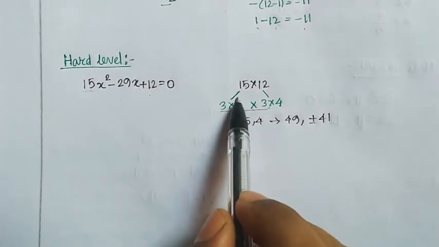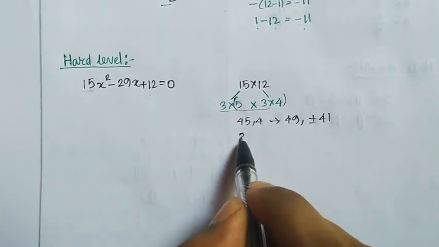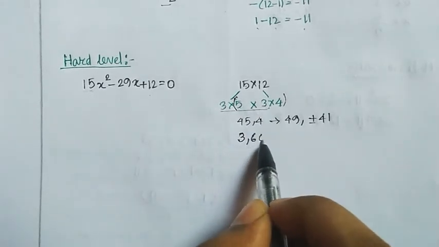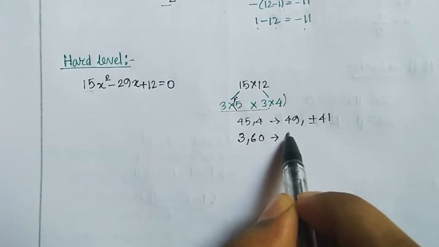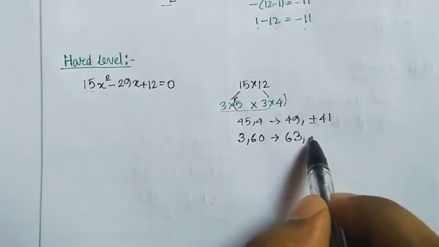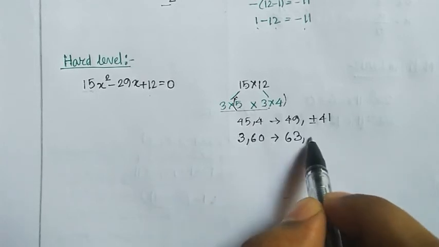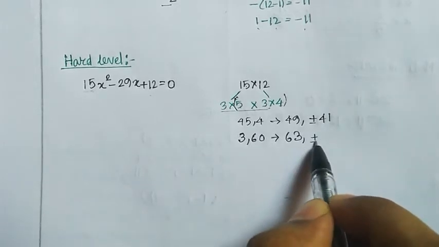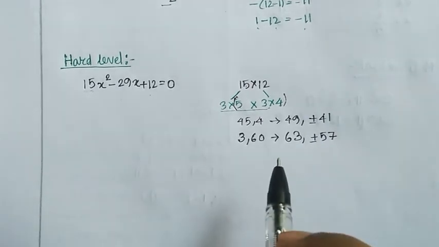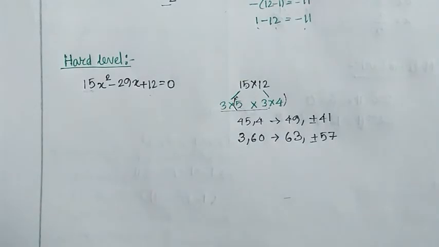Let's take the last three. So we are taking 3 and 5 into 3 is 15, into 4 is 60. If we add them, we get 63. If we subtract them from one another, 3 minus 60 is minus 57. 60 minus 3 is plus 57. So subtracting them, we get plus minus 57. Now this is also not working. Let's try out another process.